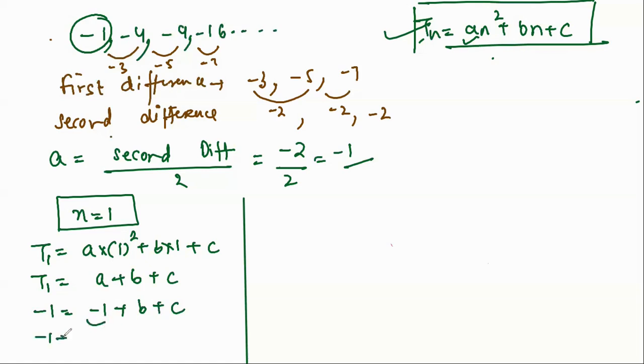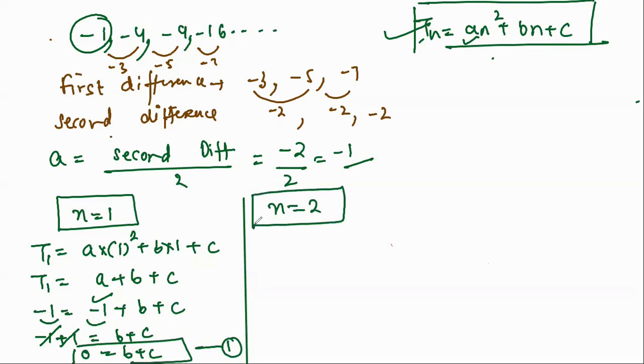So when we add 1 to both sides, this is removed because minus 1 plus 1 is 0, and on the other side this is also 0 because I am adding 1. So 0 is equal to B plus C. This is the first equation I am getting by putting n as 1. Now, the next step: put n as 2. You can put n as 3, 4, whatever you want. I am putting n as 2 because we have small values.